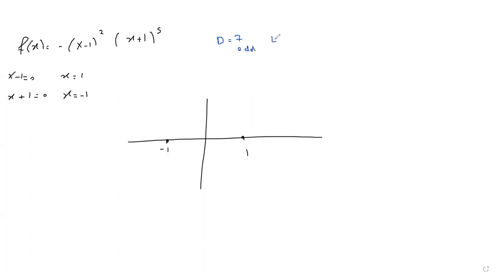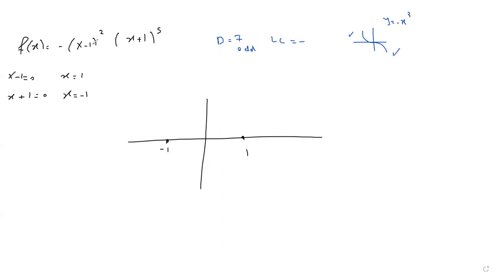The leading coefficient is negative. An example of that is this one: y equals negative x to the power of 3. The degree is odd and the leading coefficient is negative, so you start from quadrant 2 and go to quadrant 4. I need to start from here.